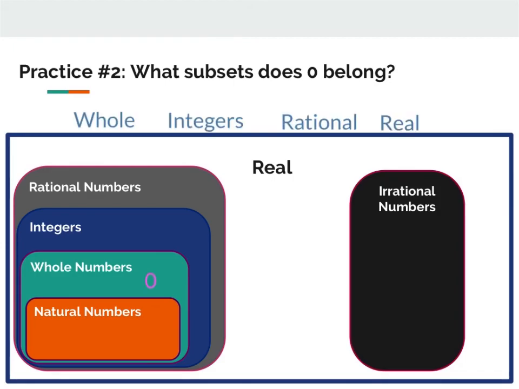How did you do? Were you able to list all the subsets that 0 belongs to? Yes, 0 is a whole number. However, whole numbers are also integers. They are rational and they are real, so you got to make sure that you have all 4 answers written down. You cannot just write whole number. If you did that, great. If not, go ahead and make sure that your paper looks like mine, and let's go on to the next one.